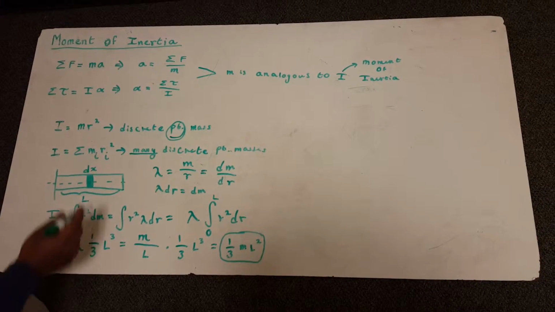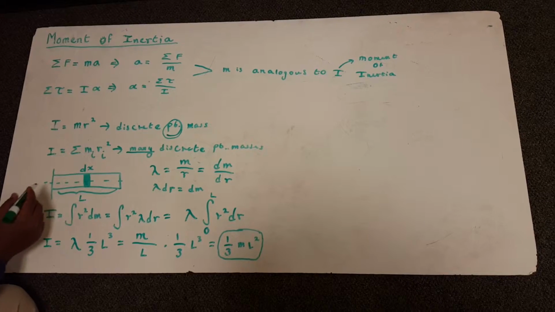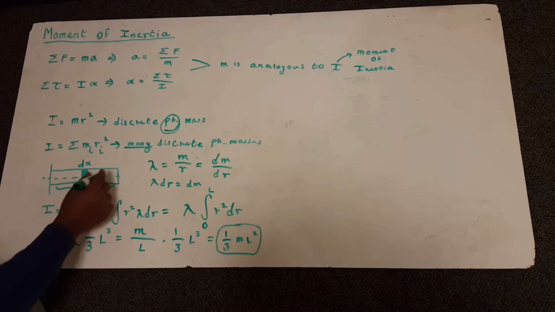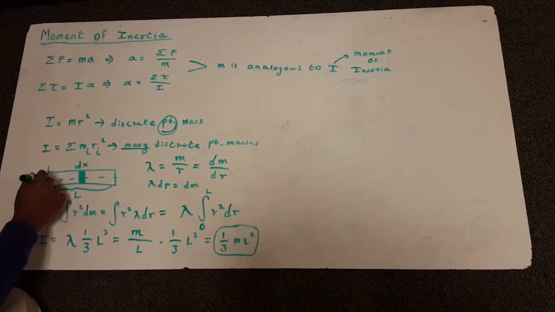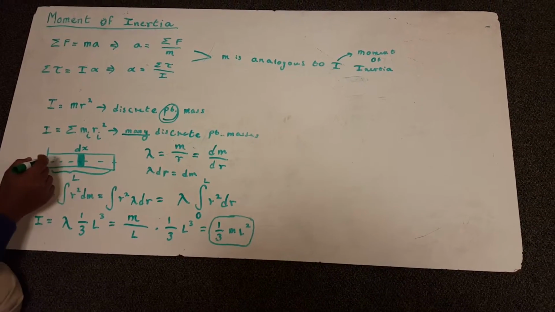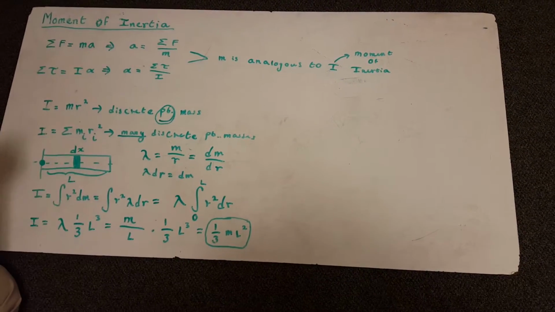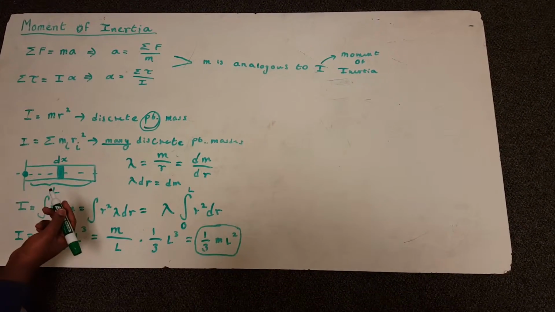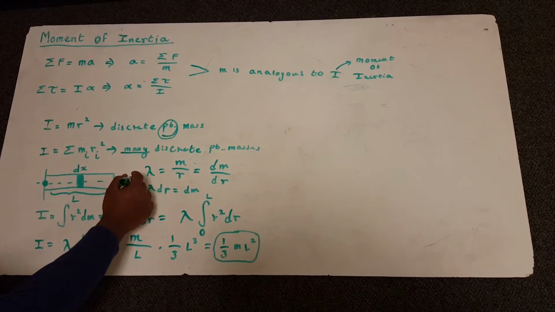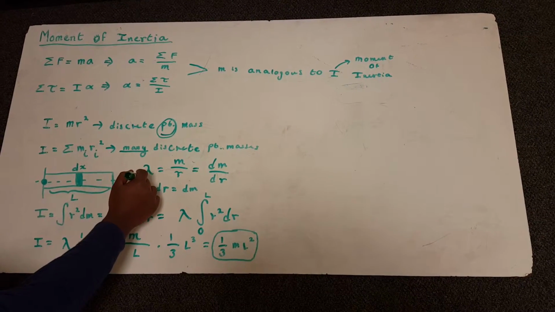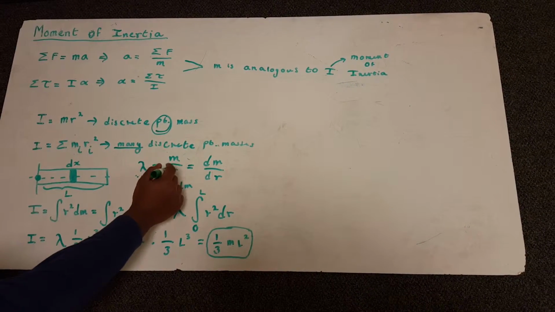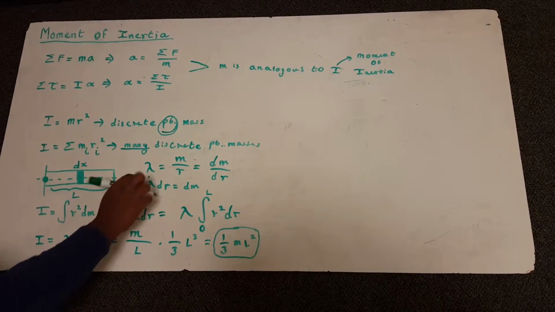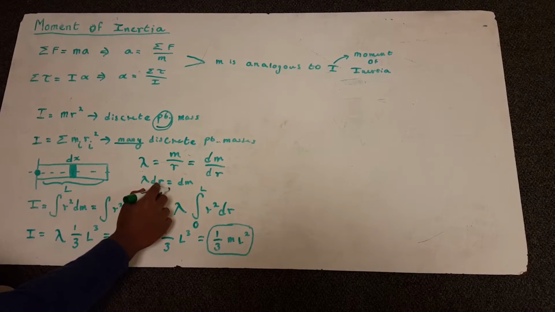However, now let's take a different example where it's not a point mass. For example, we have a long rod. In order to find the moment of inertia about its pivot point, which is at the end, we define a certain small segment dx. Since this is of uniform mass density, we can write the statement lambda, the uniform mass density, is equal to m over r, which is also equal to change in mass over change in r. Rewriting that, we get lambda dr equals dm.